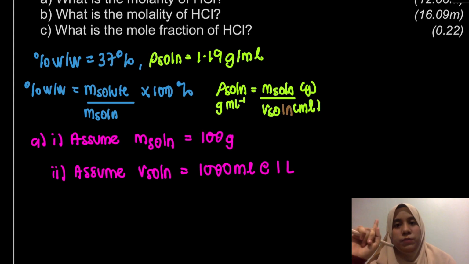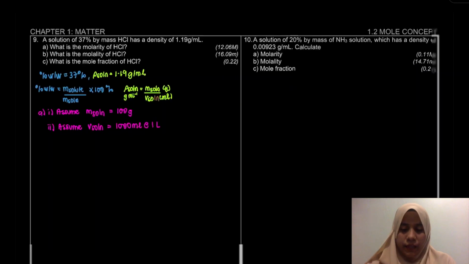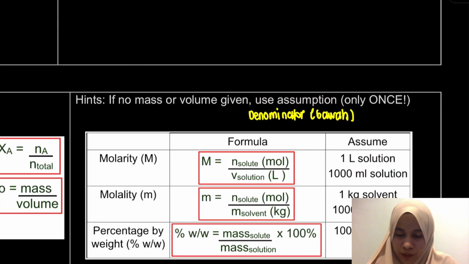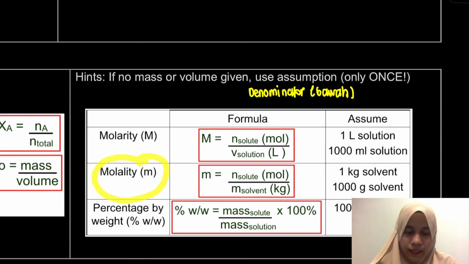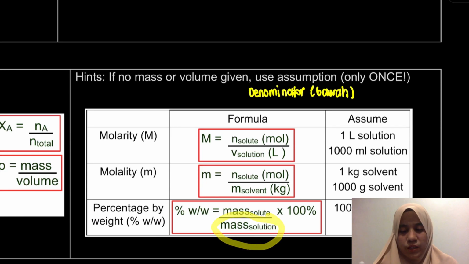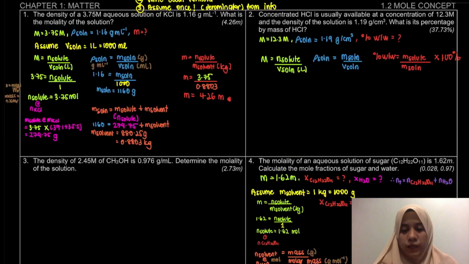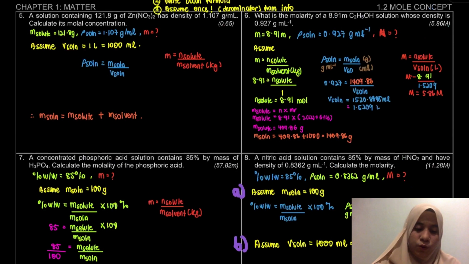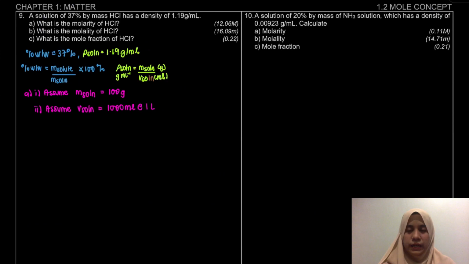So first is when you assume the mass of solution is 100 gram. Remember that for the percentage by mass, kita assume mass dia 100 gram. Kalau molarity, 1 kilogram. We're going to go back to page 14. Remember, kalau molality, kita assume mass solvent tu 1 kg ataupun 1000 gram. Kalau percentage by mass, we're going to assume the mass of solution is 100 gram, bukan 1000. Yang itu Miss dah explain kenapa kita assume the 100. If you are unsure, tengok balik pada minute, I can't remember which minute.